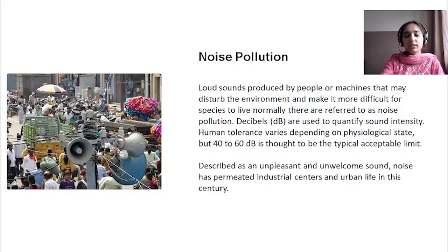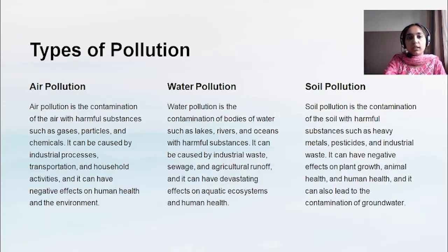Before starting this, let's take a quick revision of our previous class. In that, we have studied the three major types of pollution, that is air pollution, water pollution, and soil pollution. So, what do you understand by air pollution? Any contamination in the air with harmful substances such as gases, particles, and chemicals will be termed as air pollution.